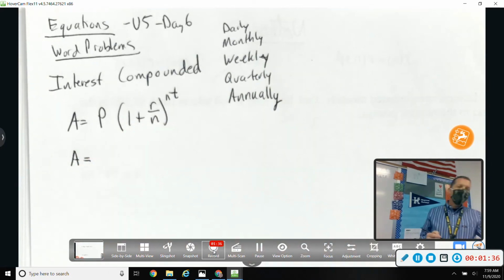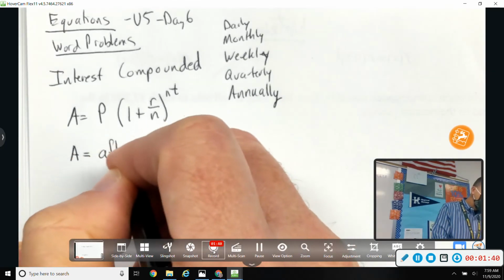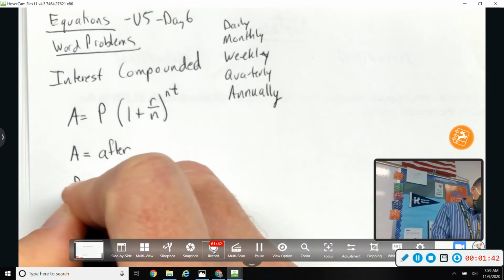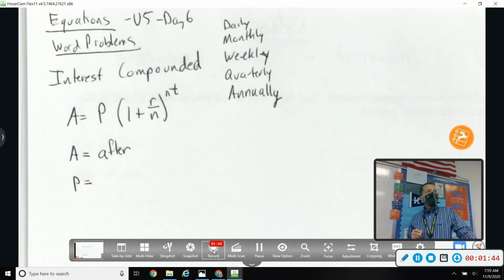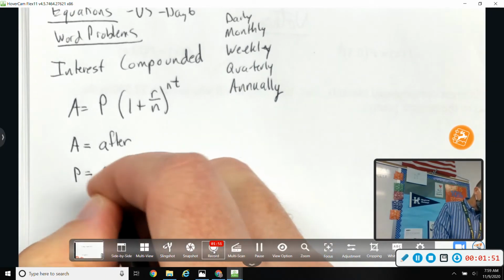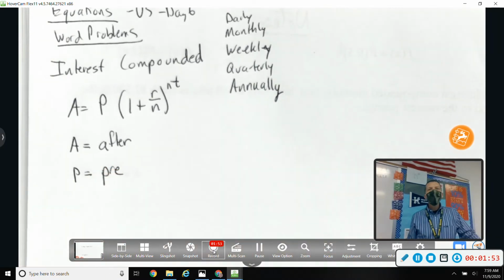A officially is amount, but I like to think of it as the after. P officially is the principal. That's the amount of money you start with. So to me, it's easier to think of P as pre. Because the biggest mistake people make is getting the starting money and the ending money backwards, which one goes where. So instead, if you just remember pre and after, then that makes it a little bit easier to know what to put where.